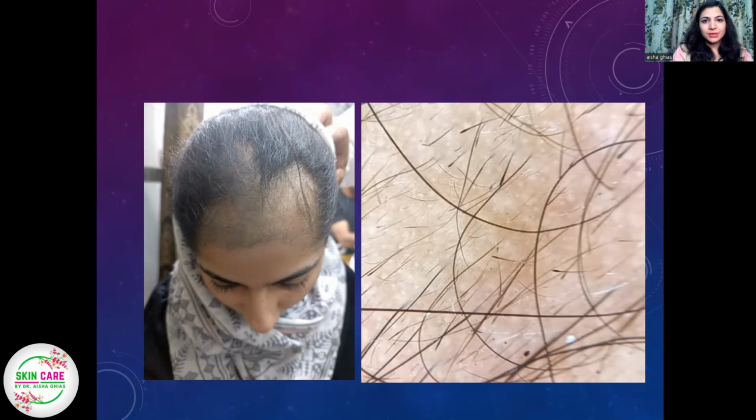I don't know if my cursor is visible to you. Okay, now it's visible. So this is another exclamation mark here. One more exclamation mark here, another exclamation mark here. So these are all exclamation marks, and they are diagnostic for alopecia areata. Once you put your scope there, you know you're dealing with alopecia areata.